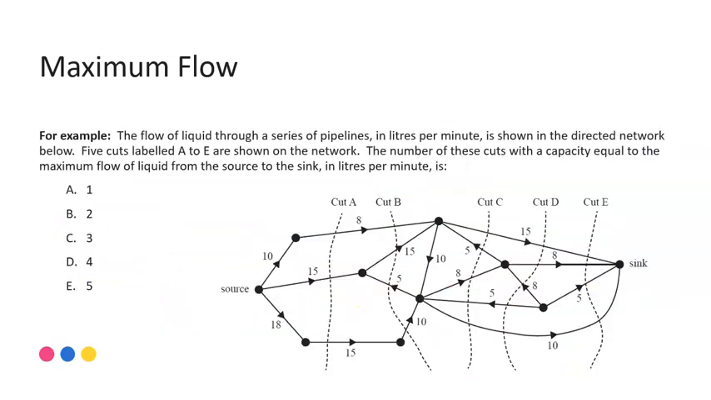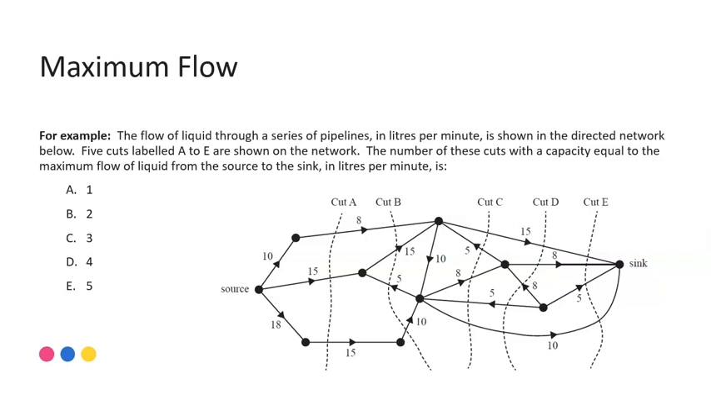This next question is to show you that regardless of which method you choose to use, you must always know how to evaluate cuts effectively. So in this question, we've got the flow of liquid through a series of pipelines in litres per minute is shown in the directed network below. The 5 cuts are labelled A to E as shown on the network. The number of these cuts with a capacity equal to the maximum flow of liquid from source to sink in litres is. So there's 2 things that you're being asked here.